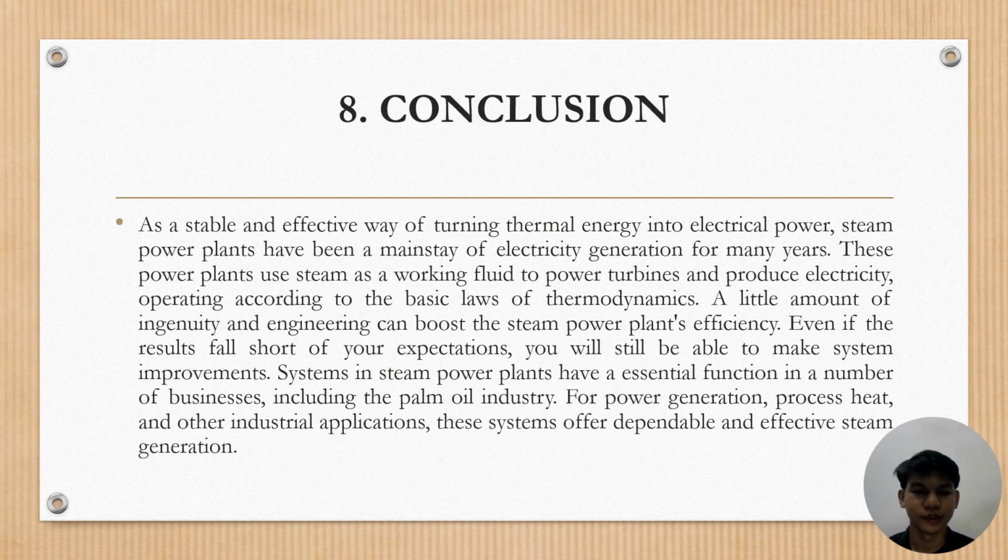Number 8. Conclusion. As a stable and effective way of turning thermal energy into electrical power, steam power plants have been a mainstay of electricity generation for many years. These power plants use steam as a working fluid to power turbines and produce electricity. Operating according to the basic laws of thermodynamics, a little amount of ingenuity and engineering can boost the steam power plant efficiency. Even if the result falls short of your expectations, you will still be able to make system improvements.